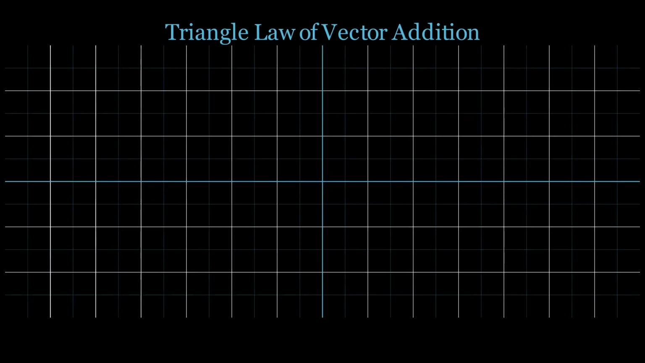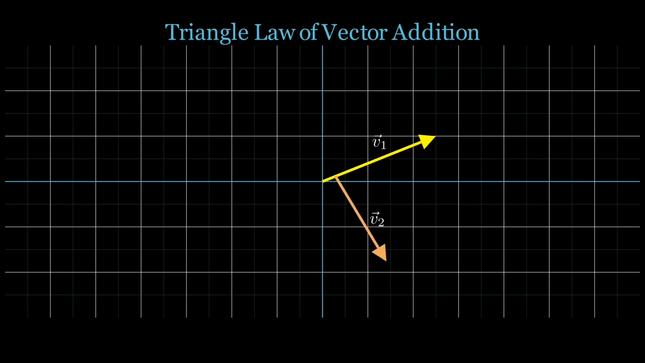Now let's try to understand how two vectors are added geometrically, starting with the triangle law of vector addition. We begin with two vectors on the Cartesian coordinate plane. So here's the first one, v1. It starts at the origin and points upward and towards the right. And the second vector, v2, also starts at the origin but points downwards and slightly to the right.